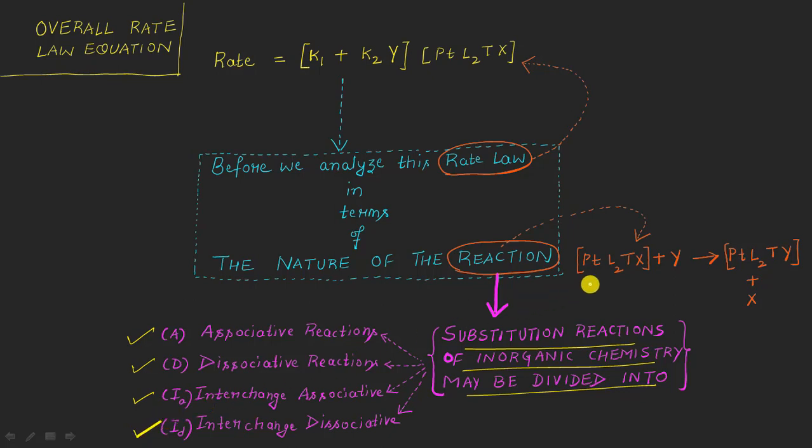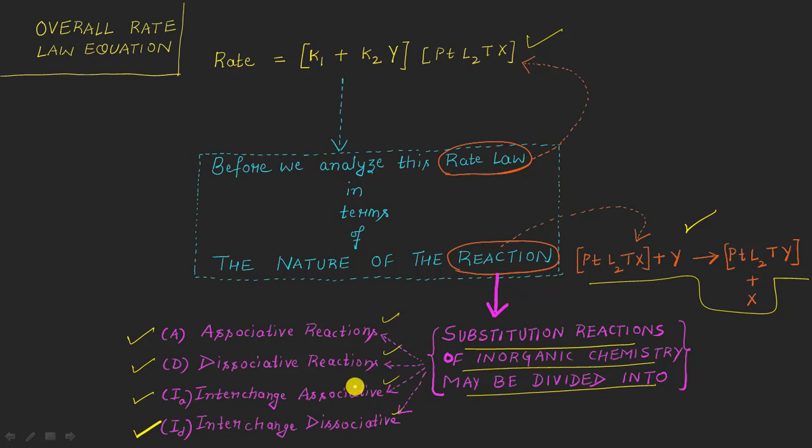Once again, for this particular reaction here, if we want to study the rate law, it is very important to first find out what the reaction pathway of this reaction is, and we have to choose from these 4 different types of pathways, because in inorganic chemistry the substitution reactions can be divided into these 4 different pathways, okay?